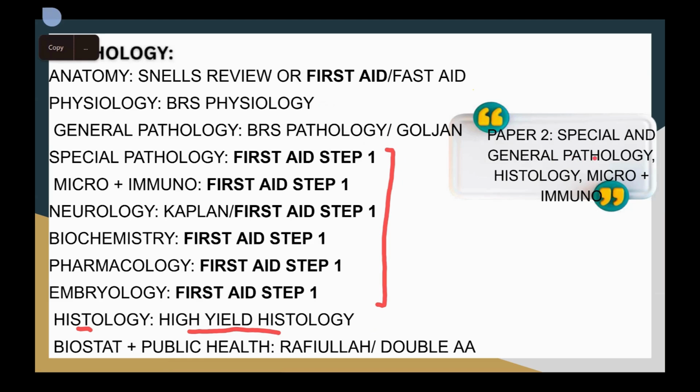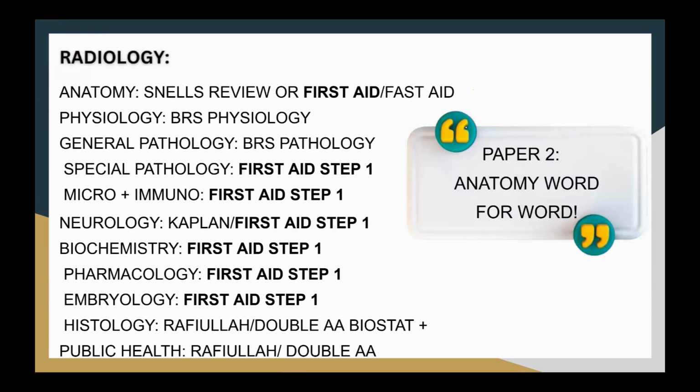So in pathology, specifically paper 2 will be testing the special and general pathology, and they will be more focused on the histology related to certain diseases and its micro and immunology are going to be tested as well. So for radiology, the difference is going to be that you will be tested more for the anatomy.